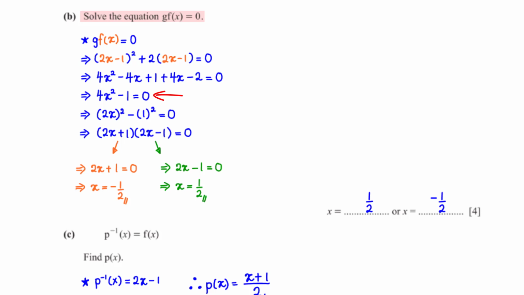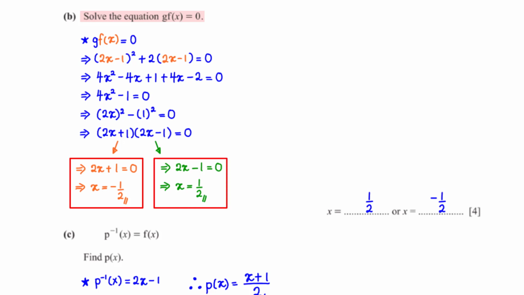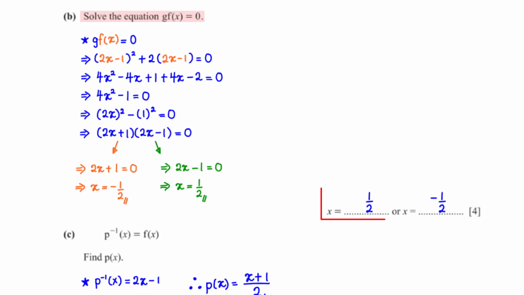We can rewrite this as a difference of two squares. So we have 2x all squared minus 1 squared equals 0. By applying the factorization for the difference of two squares, this is what we have. When we equate 2x plus 1 to 0, we get x equals negative 1 over 2. And when we equate 2x minus 1 to 0, we get x equals 1 over 2.